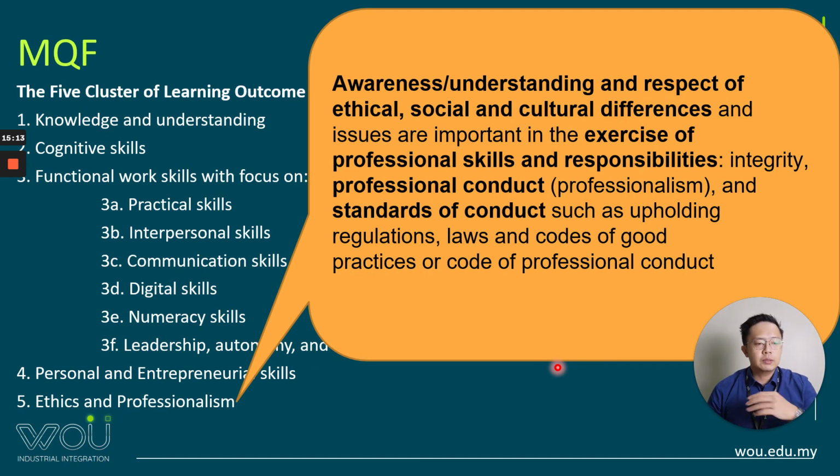The last one, ethics and professionalism, focuses on the awareness and understanding of respect for specific ethical, social and cultural issues, and taking up their professional responsibilities. For example, if they are accountants, make sure that they are not involved in creative accounting. So they must be able to uphold regulations, follow the laws, and provide a good practice of conduct. This is all referring to ethics and professionalism. So basically, these are the five MQF clusters that you need to be aware of when you want to design your program learning outcome.